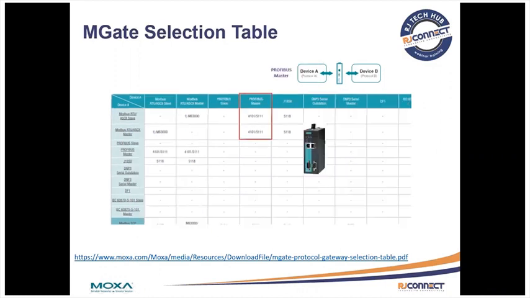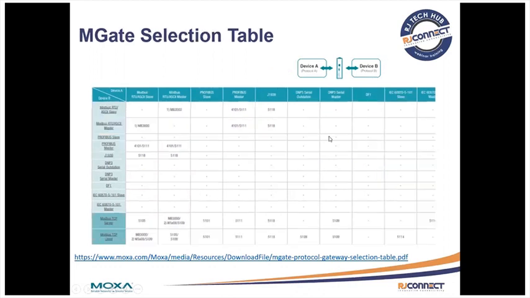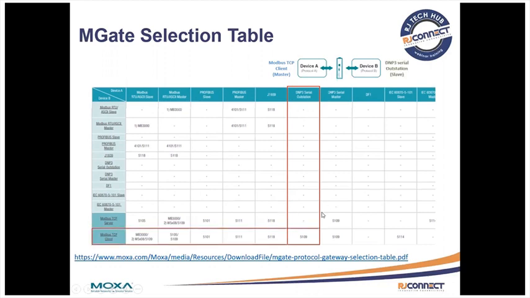Another example would be converting from a Profibus master. So our PLC is a Profibus master, and we'll see we've got a selection of 2 devices there. And we want to convert to Modbus RTU master. So our selection would be an MGate 4101 or 5111. Another quick example, a Modbus TCP client for device A, and DNP3 serial outstation for device B. And there we'll find the MGate 5109 as an example.